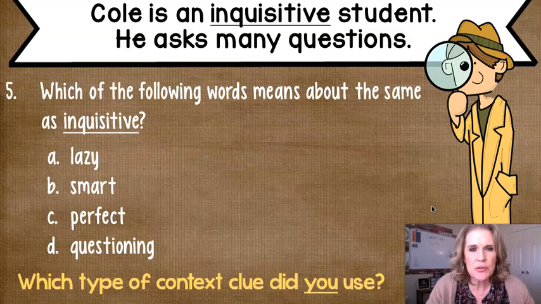Well, he's an inquisitive student. He asks many questions. If someone asks many questions, they're probably not lazy, right? They could be smart, but that's not what we're looking for. They're probably not perfect because nobody is. It is D, questioning. They even say he asks many questions. This is an example of using example, right? Which type of context clue did we use? The example. They gave us an example that Cole asks many questions. Therefore, we could make the inference or conclusion that the word inquisitive means about the same as questioning, asking questions.